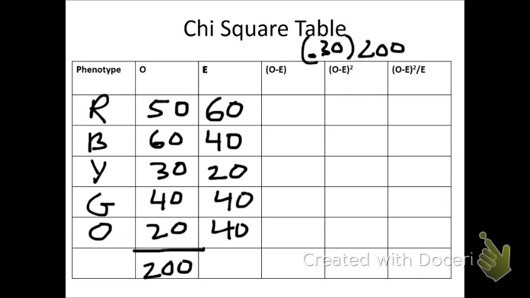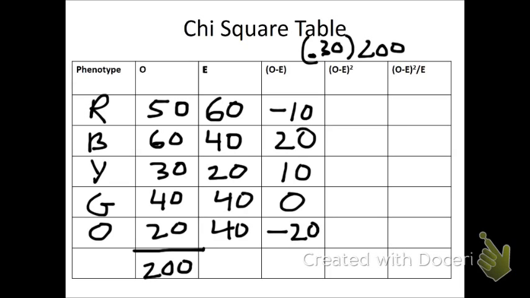All right, so now to finish the chi-square calculation, we'll just do what the column labels tell us to do. So the next column is observed minus expected. For the red row, we'll go observed 50 minus expected 60, and we'll get minus 10. For the brown row, 60 minus 40, 20. For the yellow row, 30 minus 20. The green row, 40 minus 40. And the orange row, 20 minus 40.